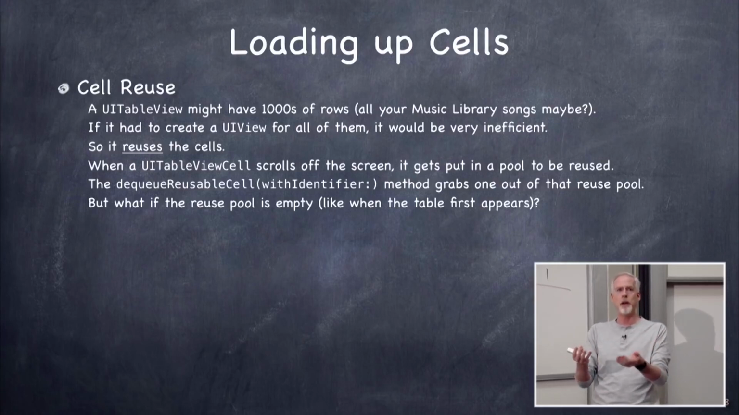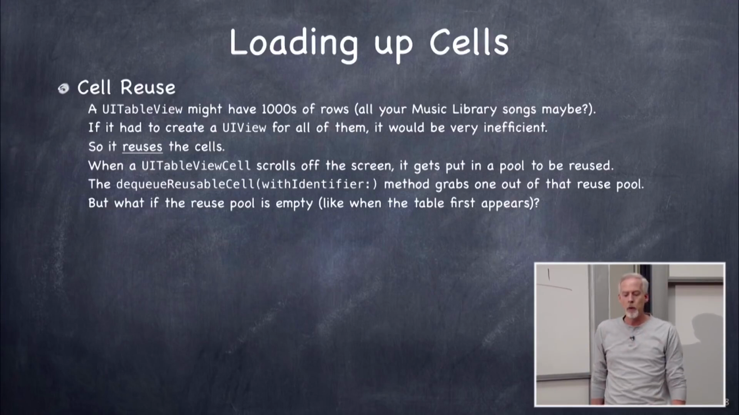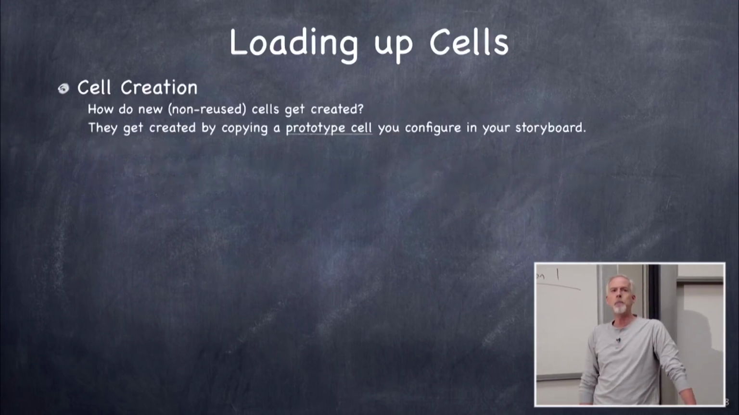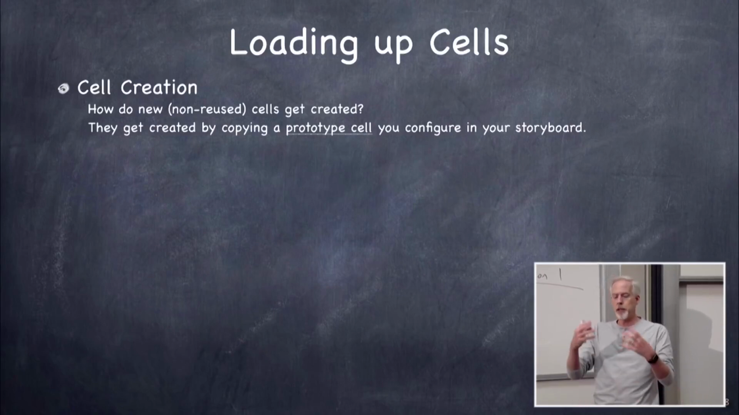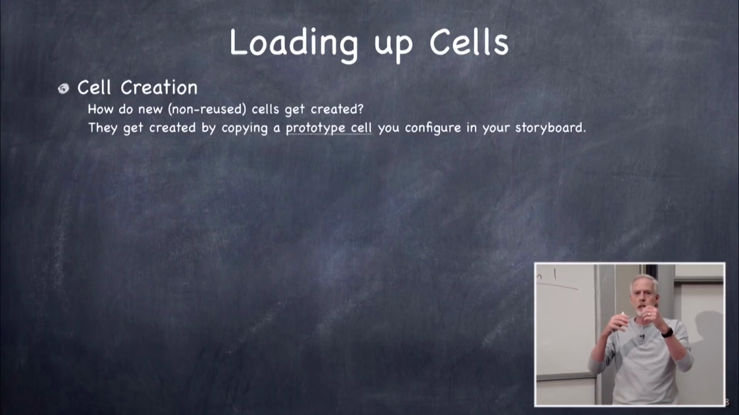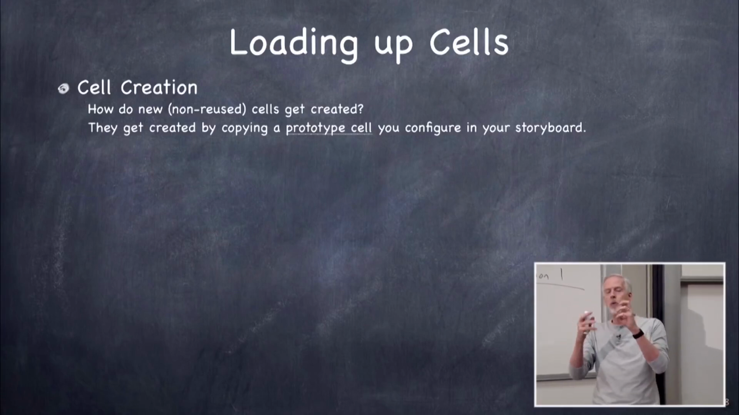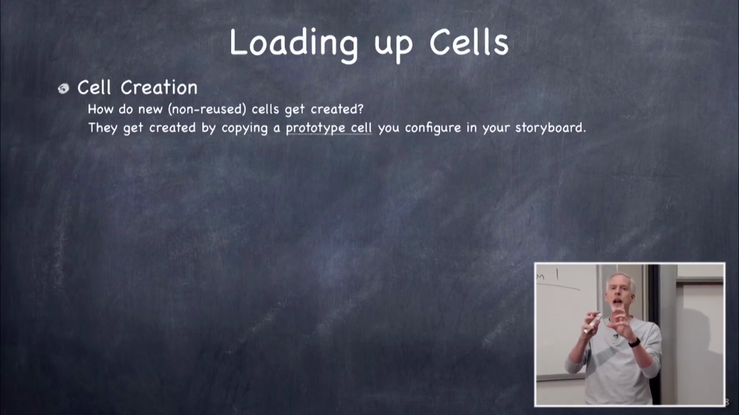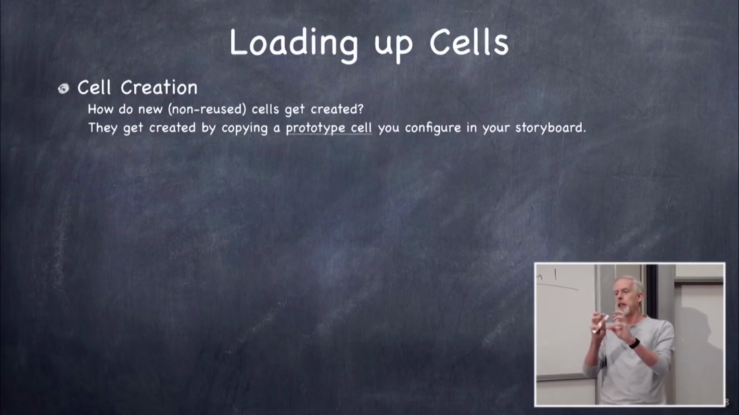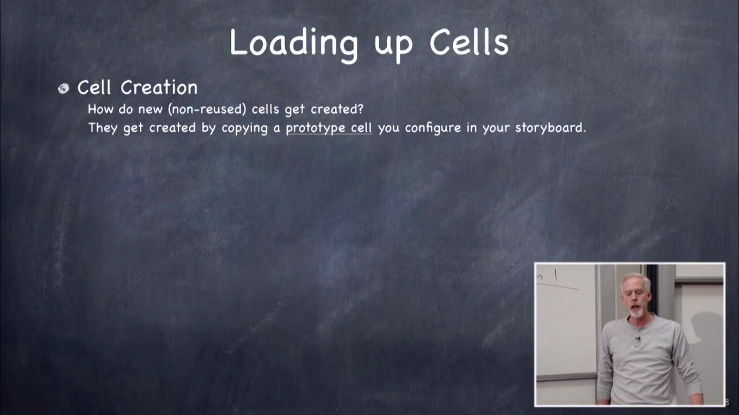When you dequeue a reusable cell, you still get a cell. Where does it come from? Well, the answer is it's created by copying a prototype that you create in your storyboard. So you're going to build this cell with all the labels and buttons and images that you want, build it right there using auto layout in your storyboard, and then it's going to make copies of that every time it needs one and it can't reuse one. So that's how this is going to work.